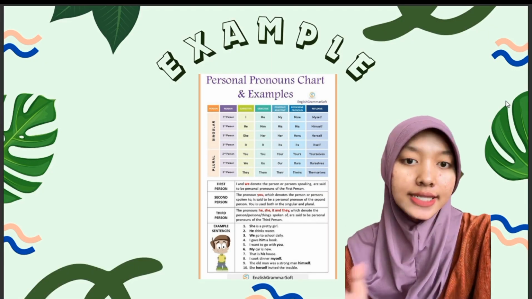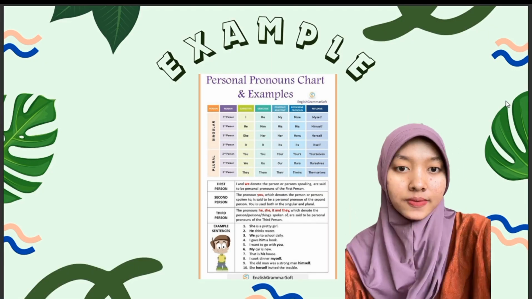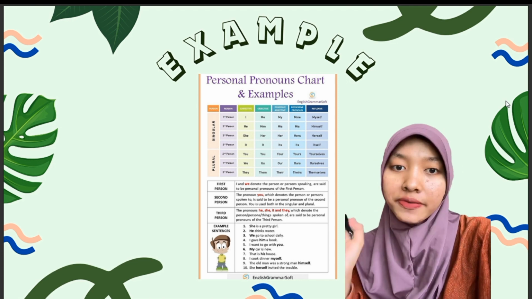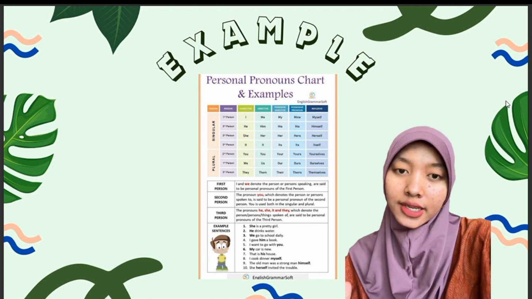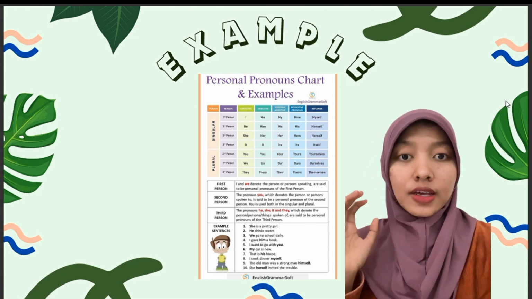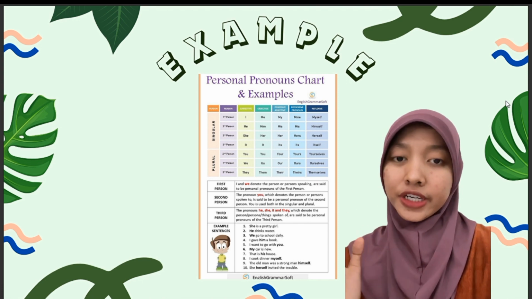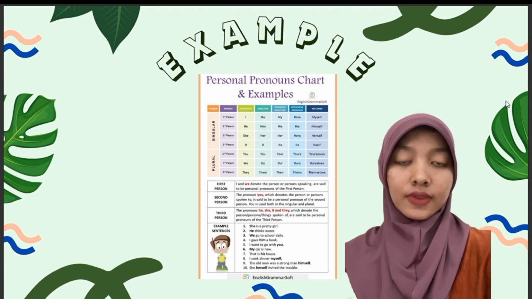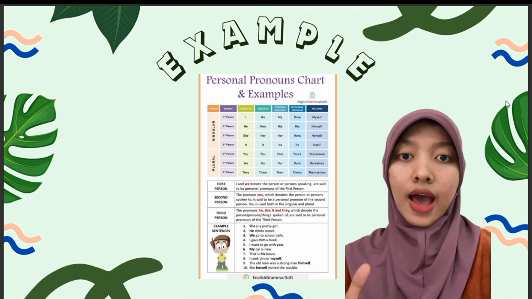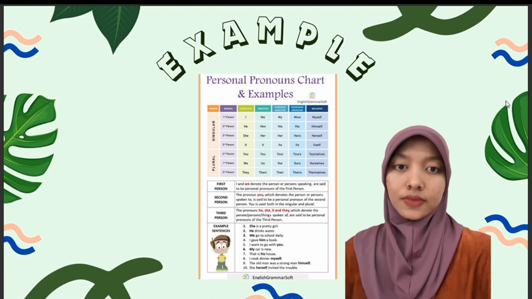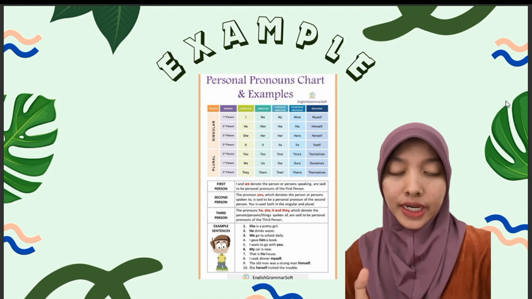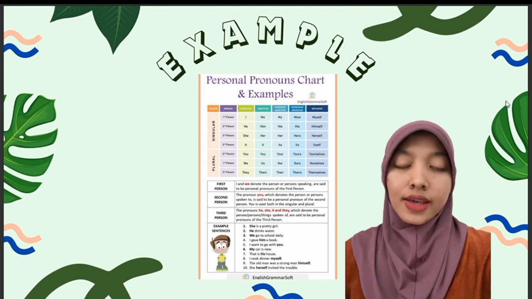So guys, let's have a look at the example. There are two types here. The first is singular and the second is plural. So in the singular type, the first person is I. In the subjective column, I remains the same, I. But in the objective column, I changes to me.